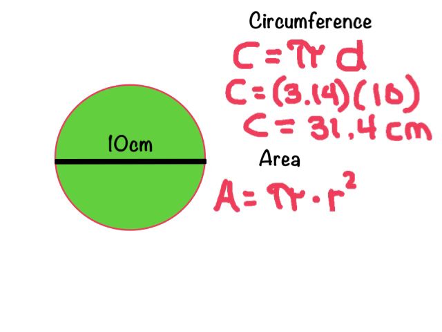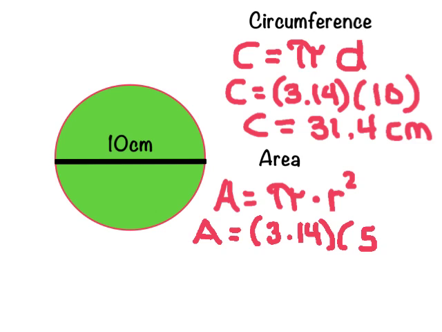Okay, now let's look at the formula for area. Area equals pi times the radius squared. You've got your formula, just substitute and solve. Area equals the value for pi that we're using, 3.14. My radius, remember, is half the diameter. So what's half of 10? That would be 5. And we are to square that radius.